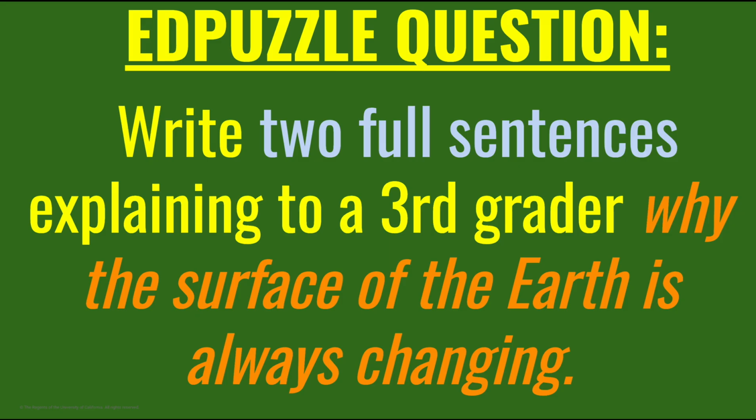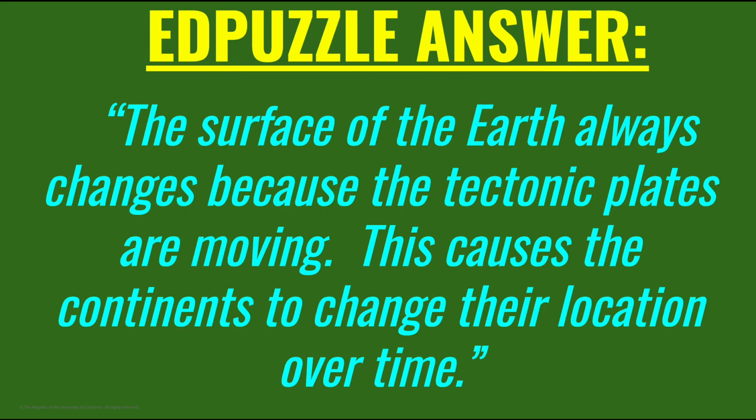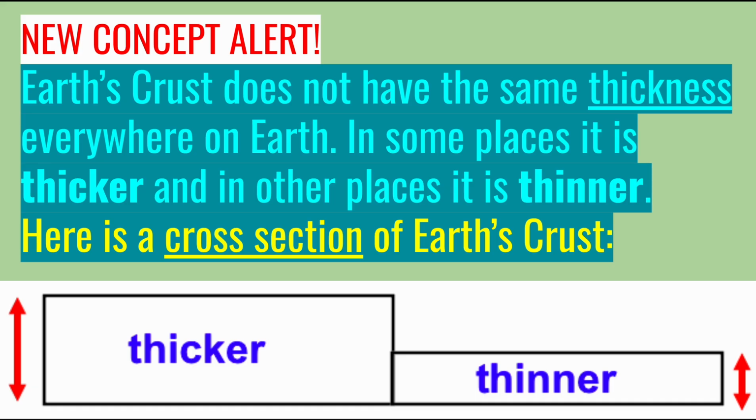Okay, now that you answered that Edpuzzle question, here's my answer. Maybe yours was kind of like mine. The surface of the Earth always changes because the tectonic plates are moving. This causes the continents to change their location over time. Okay, time for our next concept. Now that you know that the Earth's surface is made of these tectonic plates and that they're moving around, here's a little bit more information.